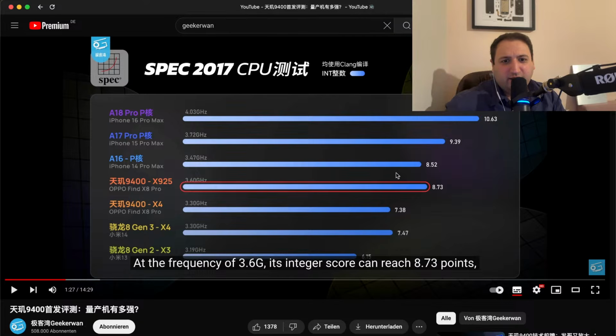This is a 2-year-old chip based on N4, not even N4P. Look how it smokes the Gen 3, like Gen 2, which is still basically on the same node. And even here, the X4 cores on the 9400 basically took up until now to actually match and slightly exceed.